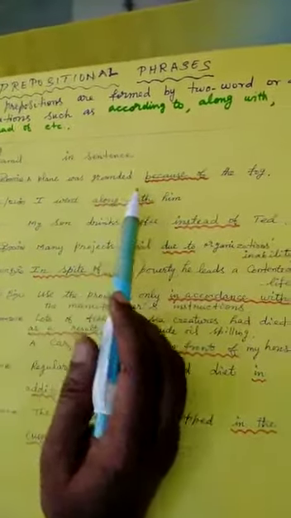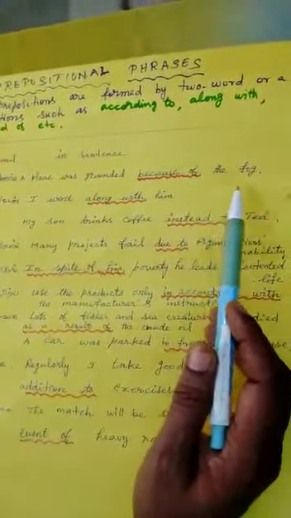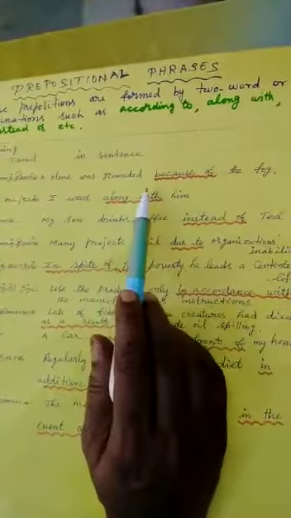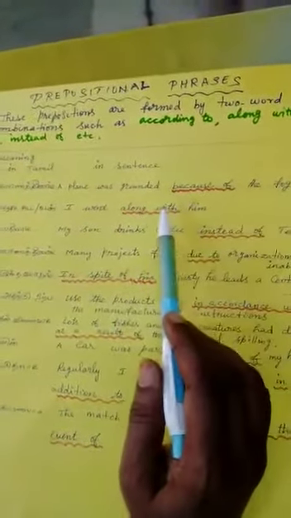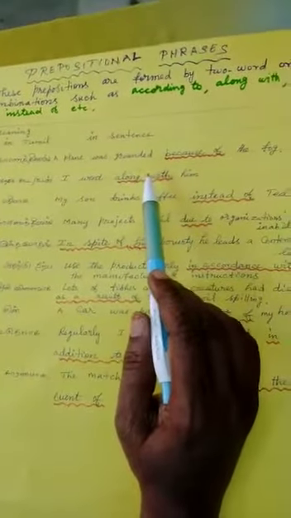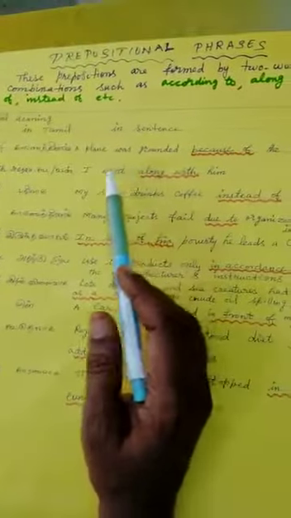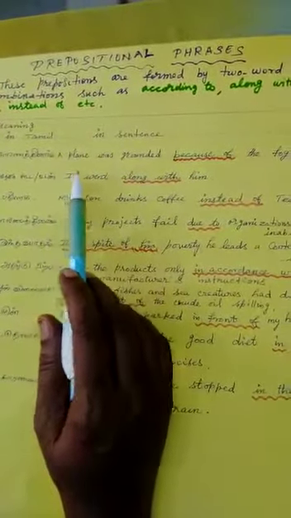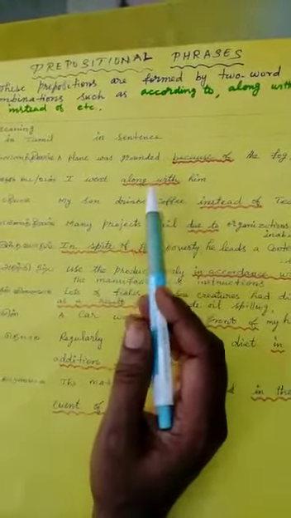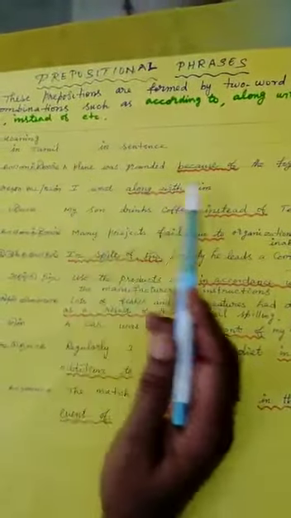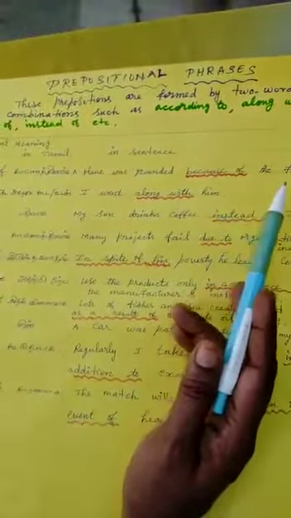A plane was grounded because of the fog. The weather is bad. Due to bad weather, the plane couldn't go up. So, it came to the ground. The plane was grounded because of the fog.